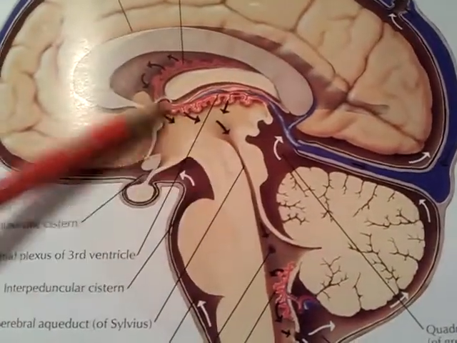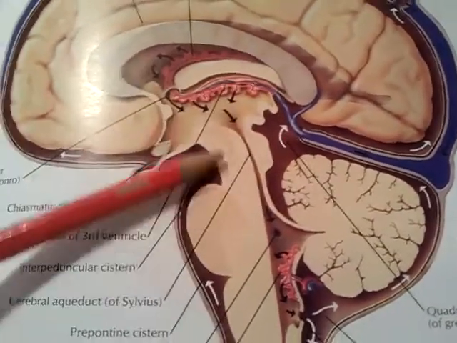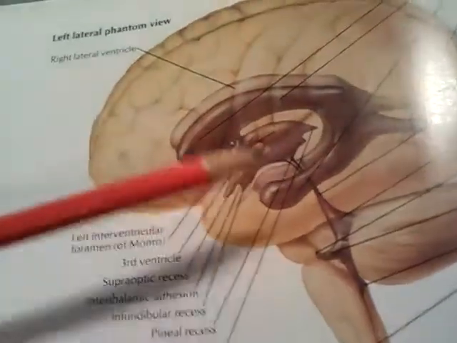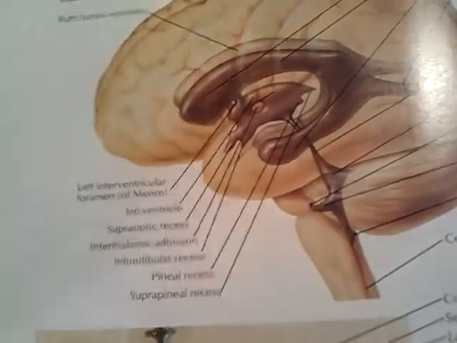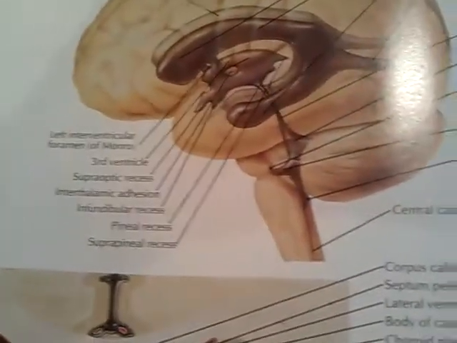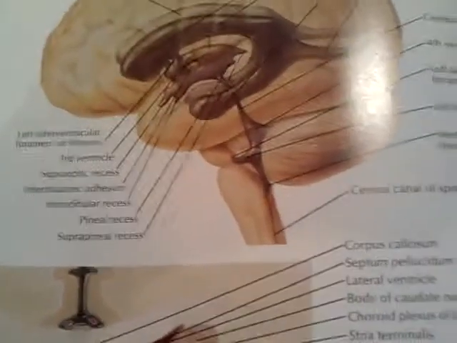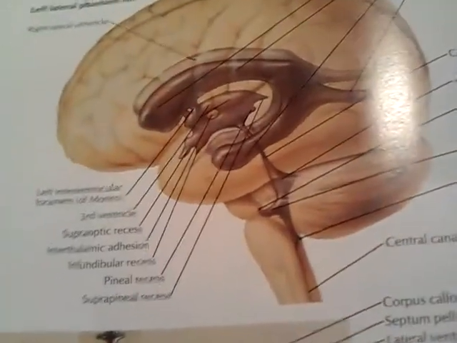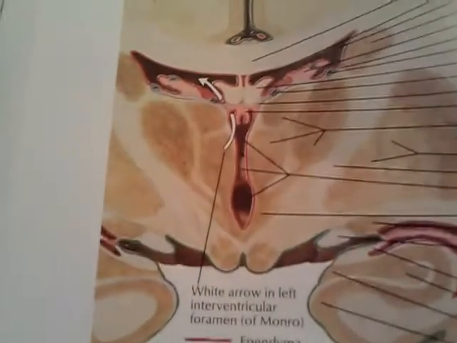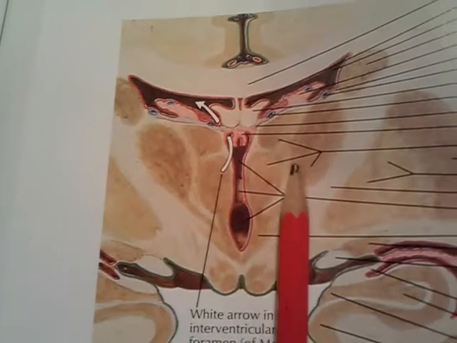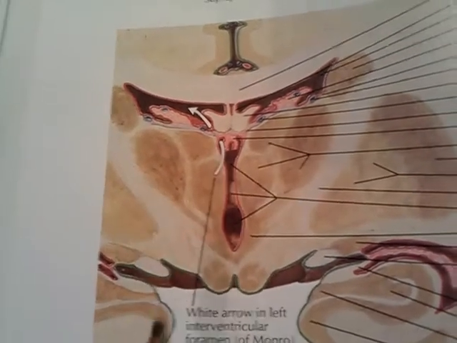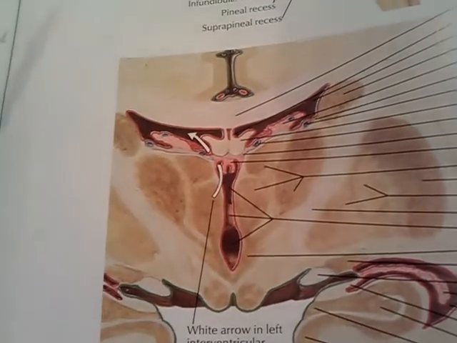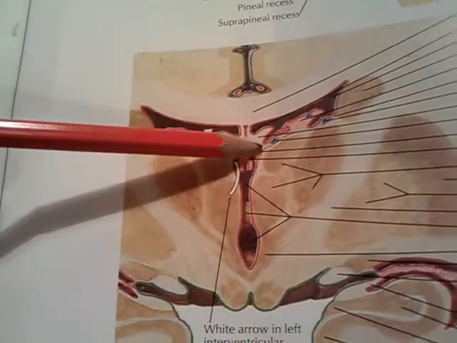Then you get the third ventricle. Here, so you see here is the third ventricle. The third ventricle is the ventricle in the diencephalon. Here you see a coronal section. The lateral wall is the thalamus. The floor is the hypothalamus. And the roof is the tela chorioidea.